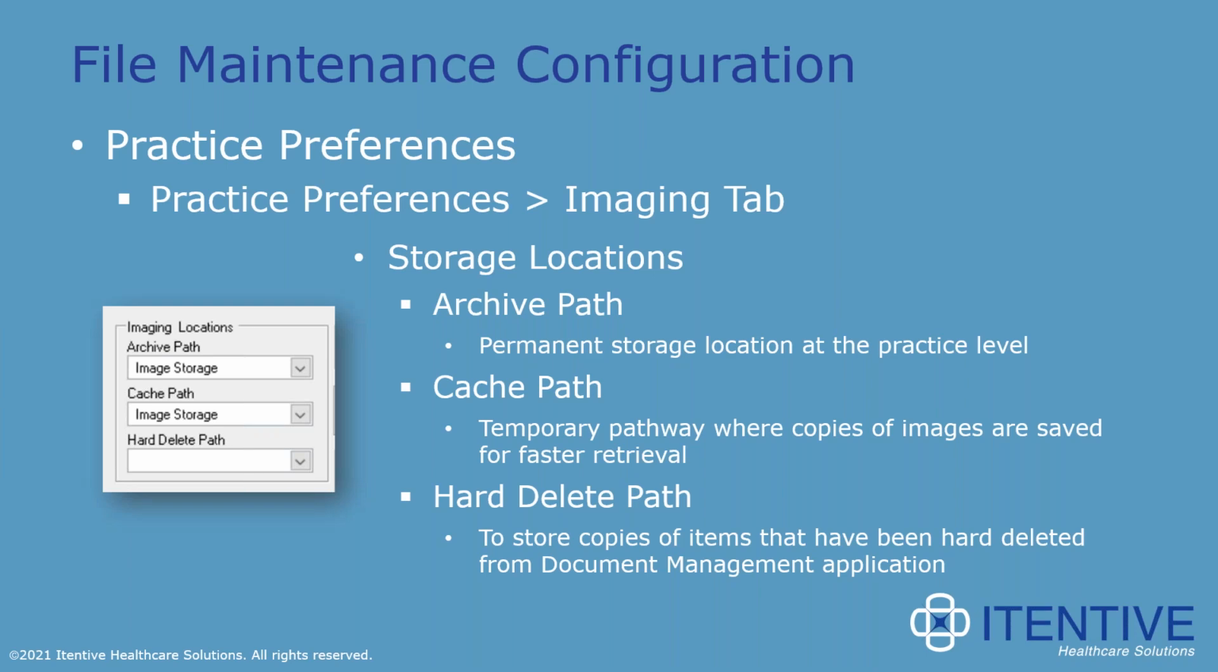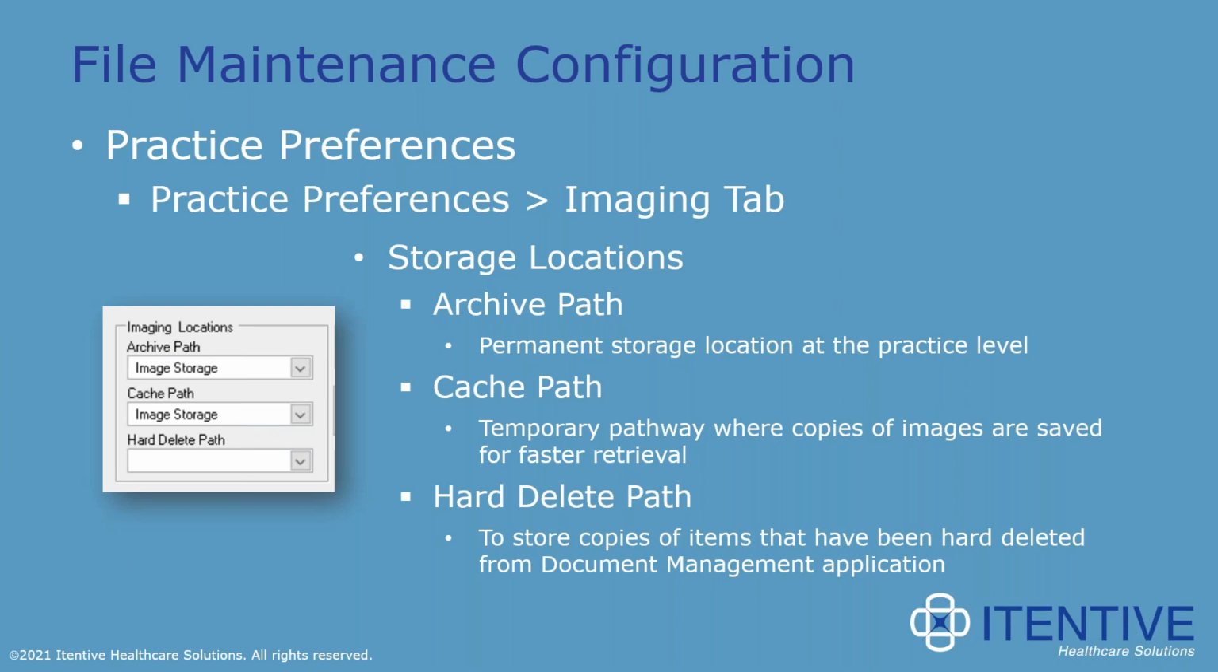And then the final path is the hard delete path. This is optional, but it does allow storage of items that have been deleted from the document management application. If users have the right to delete items, they would be saved in this folder that you've designated as your hard delete folder. Basically, it removes that image or page or whatever it may be from document management, but saves them in this folder, so that way you can still have some oversight. For example, if you're a manager or supervisor, you could go in and review those items before they're permanently removed from the system.